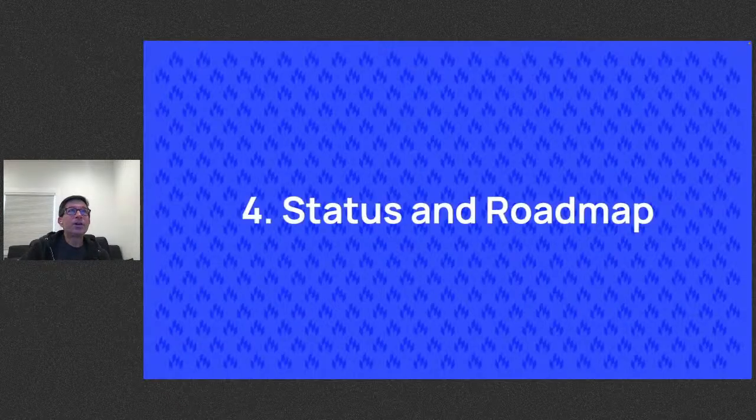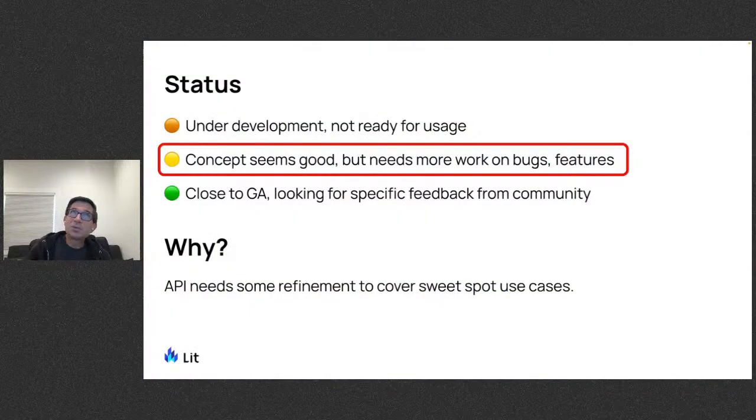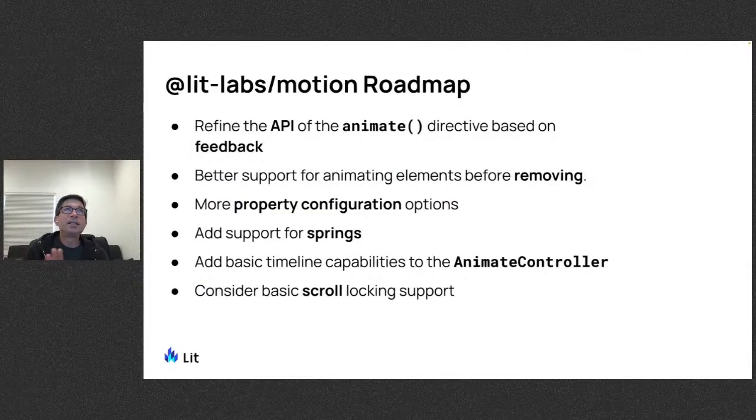Okay, so where are we with this package? Well, we're really happy, but it still has a few things to work on, and we're really looking to refine the API and get some feedback to make sure we're covering the real sweet spot of the use cases that we want to hit. Specifically, we want to refine the API. We want to do a little bit better support for animating elements before removing them. There's some work in progress to make that better.